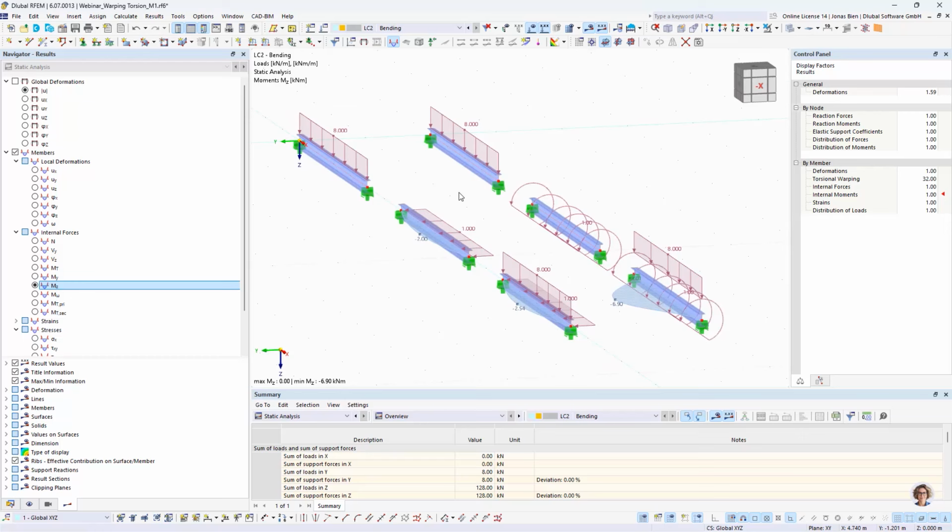Just keep in mind, if you're working with non-warping free sections and you have two moment components, then it might be reasonable to check for the third moment component by switching on the warping torsion degree of freedom and second order effects and see how large the influence is.